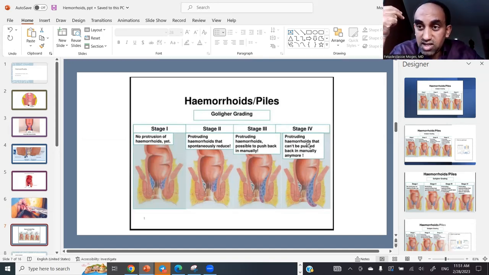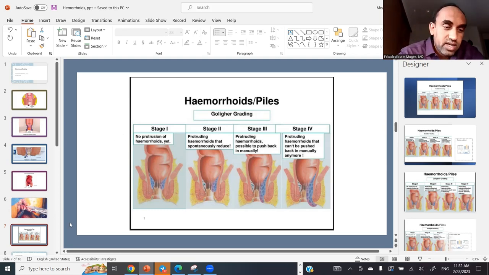So stage three and stage four are the ones which are indications for intervention. For stage one and stage two, symptomatic management and dietary modification, I'll talk about them in a minute. There are different conservative managements, and there is no indication for surgery for stage one and stage two. Stage three and stage four require surgical intervention. Those who are protruding require manual reduction, they are stage three. Those who are permanently protruding and cannot be reduced with manual manipulation are stage four.